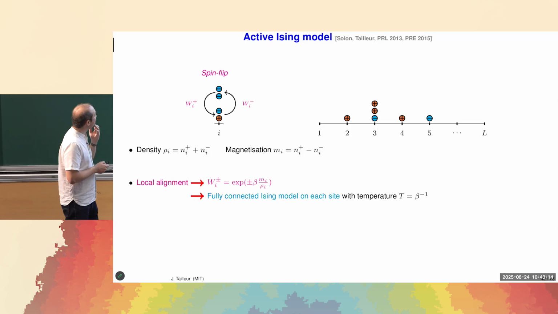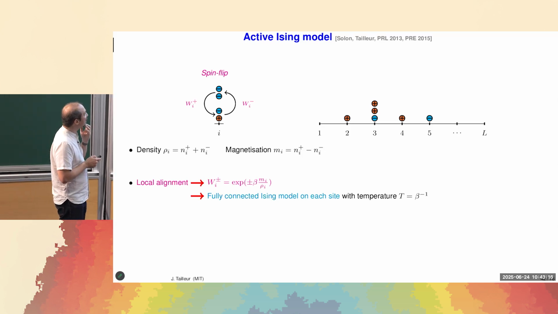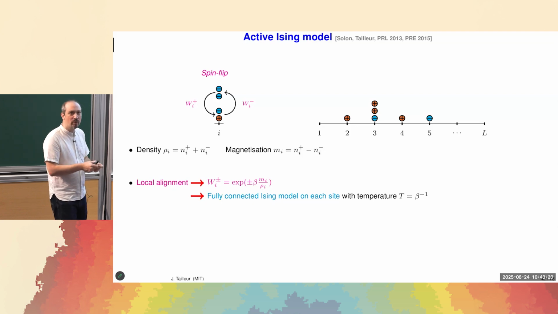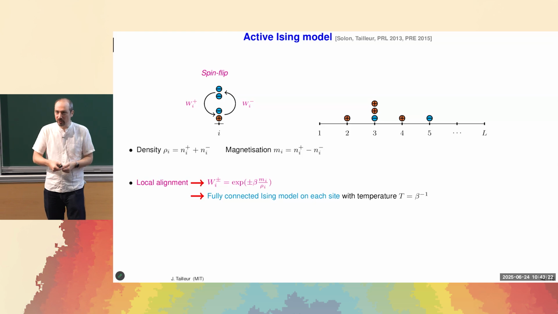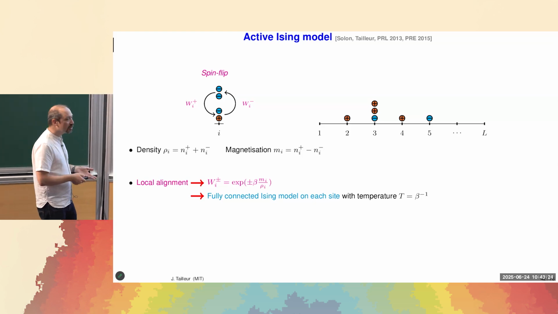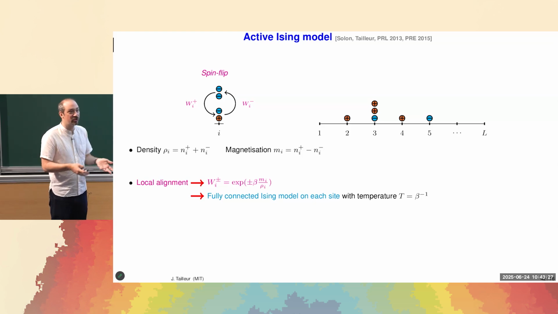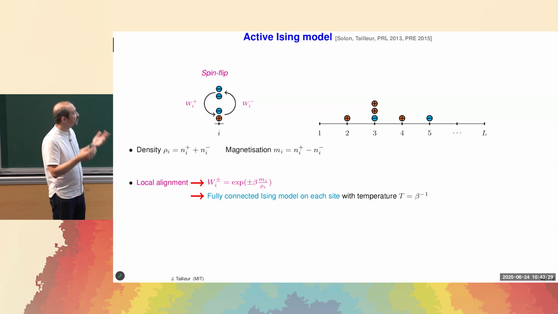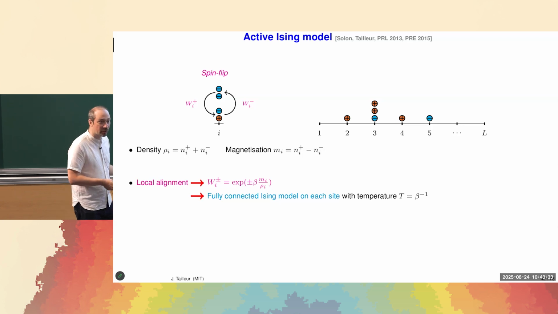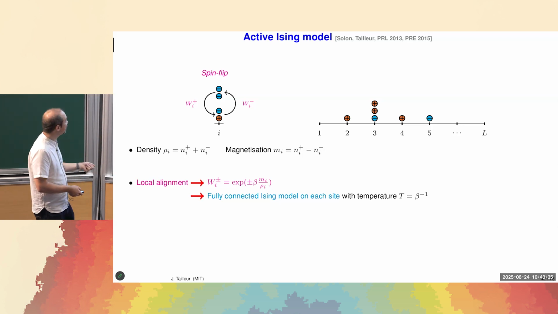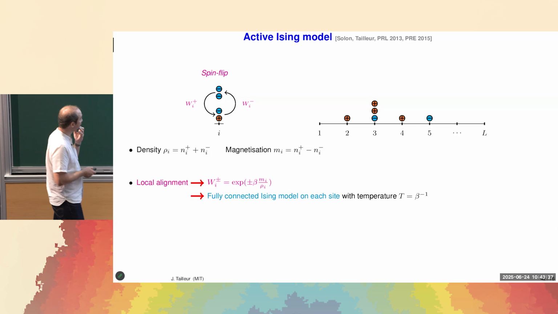So we thought we were being clever by saying, let's do on-site alignment. Okay, on each site, we put a fully connected Ising model. Why do we do that? Because we know that at large density, fully connected Ising is mean field. So we will have a very easy way to do the theory of this model, which is to work at high density and do mean field.